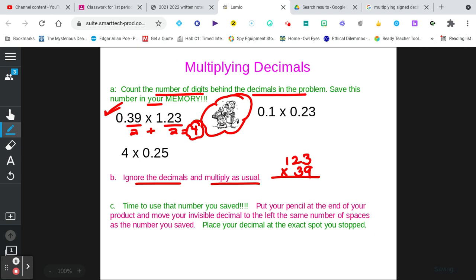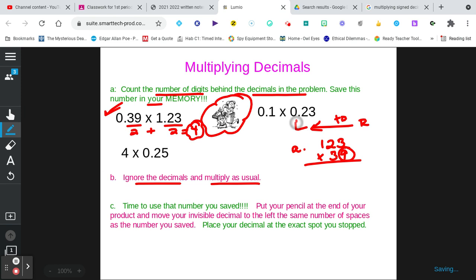And I'm just going to start multiplying. I need more room. And this is A. 123 times 39. Now, I don't know how you all were taught to multiply. Some of you may have been taught the partial products, but you should have learned a standard algorithm last year. So we're going to start off with 9. I'm going to multiply it by 3. And I'm just going to continue to work my way from right to left, okay? So right to left. Go this way.